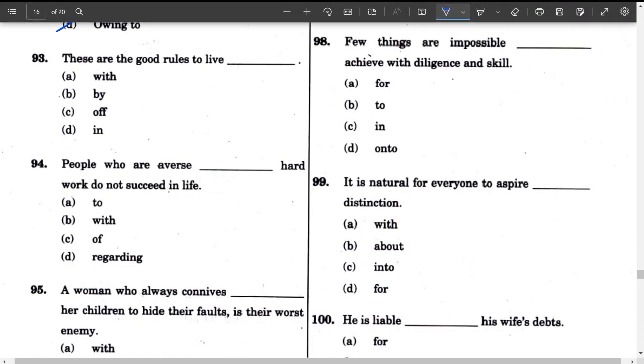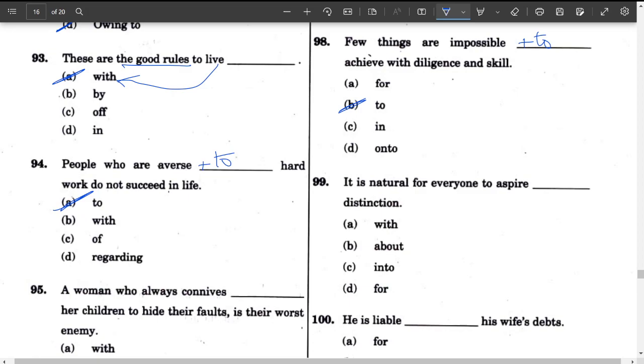These are the good rules to live dash. Good rules, right? So rules can be lived with. That is A. Next, people who are hours. Hours is followed by to. How many options? Only A is there with to. Next, few things are impossible. Impossible is followed by again to. Impossible to. That is only B.